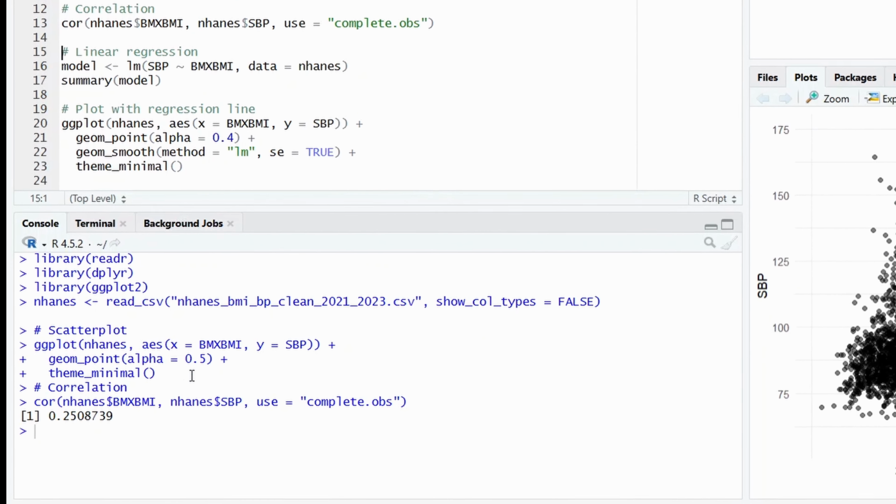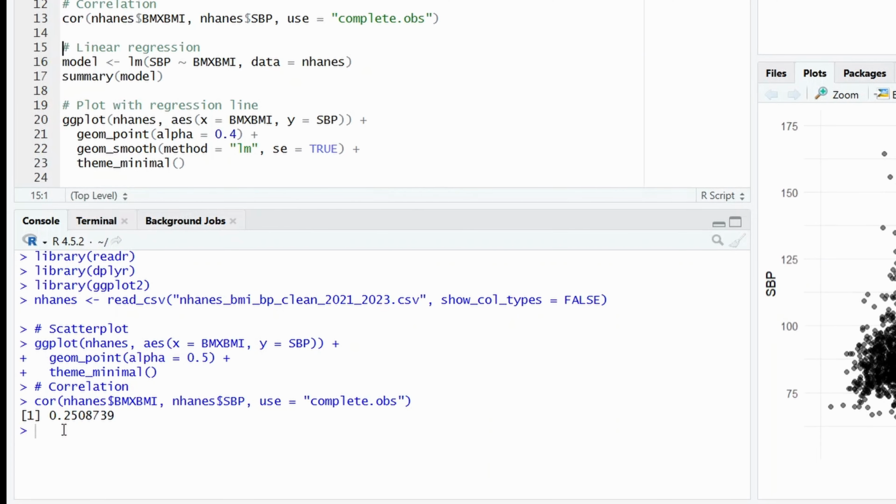What do we have here? We see a correlation coefficient of 0.2509, or approximately 0.25. What does this indicate? Well, this indicates a positive relationship between BMI and systolic blood pressure. In other words, as BMI increases, systolic blood pressure tends to increase as well. However, a correlation of 0.25 is considered a weak to modest association.